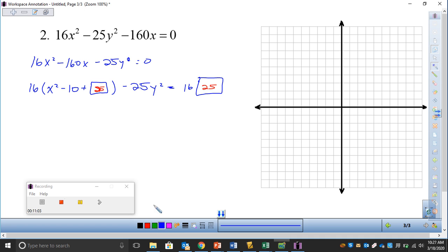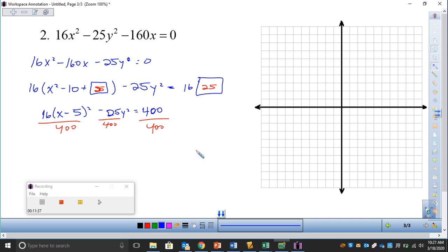So this is 16 times x minus 5 squared, minus 25y squared, equals 16 times 25, which is 400. So in standard form, I'm going to divide by 400. And this will also work out conveniently.